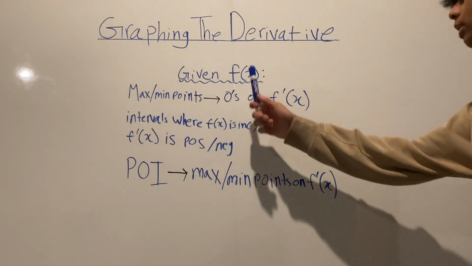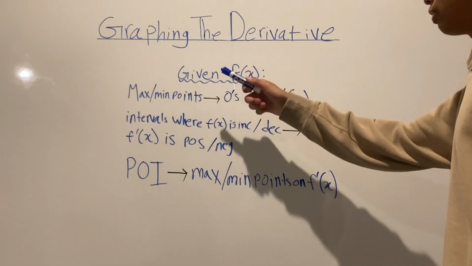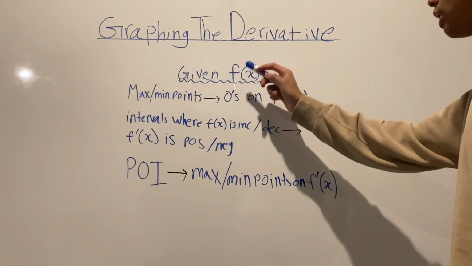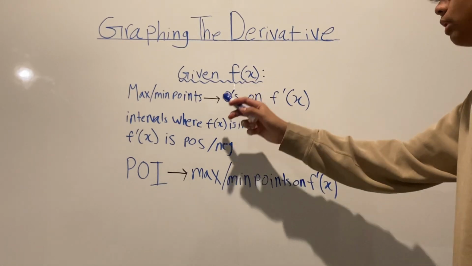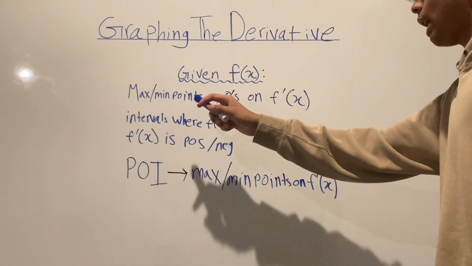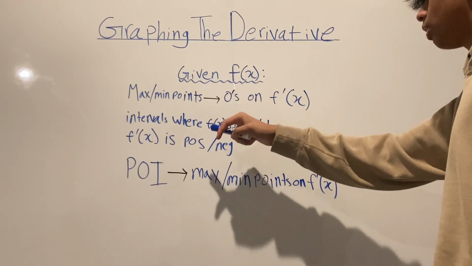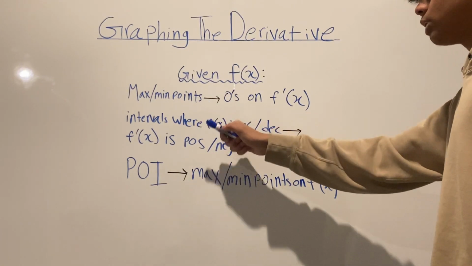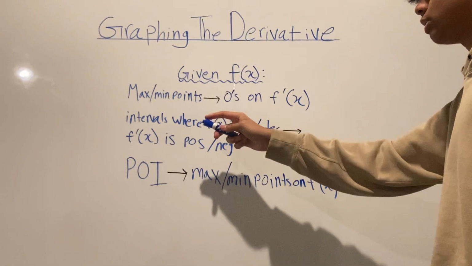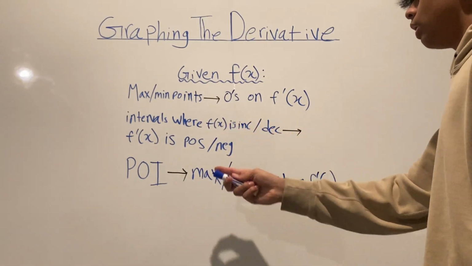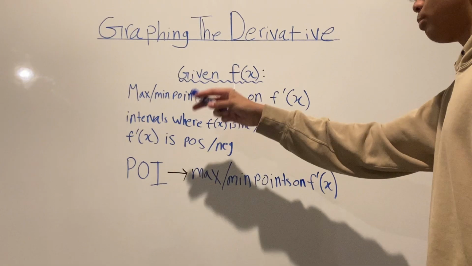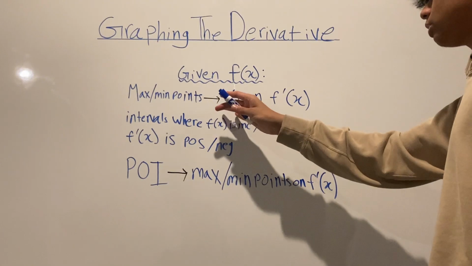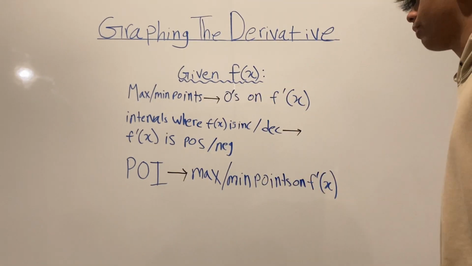Okay, so this is what you need to know if you want to graph the derivative function if you're only given the graph of the original function f of x. So the maximum and minimum points on f of x are going to be the zeros on f prime of x, because the maximum or minimum point is where the horizontal tangent is equal to 0, which is nothing but the slope. So if f prime of x equals 0, all that means is y equals 0, which is a 0 on the f prime of x graph.